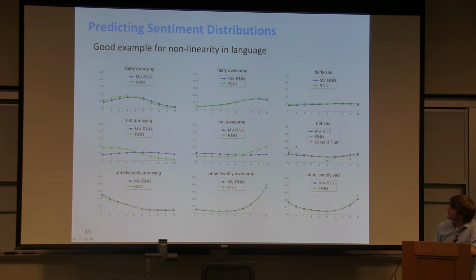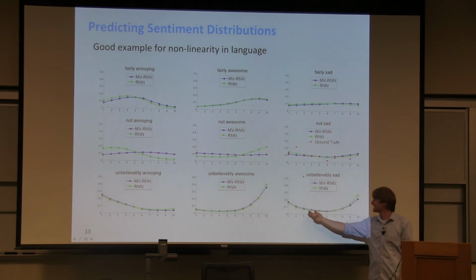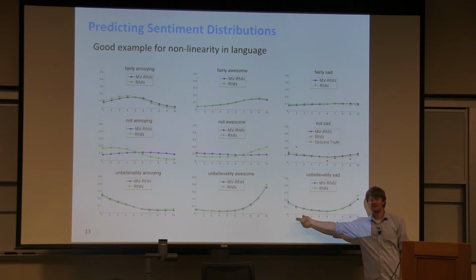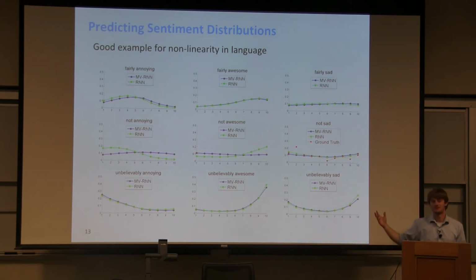And this one is kind of fun. So unbelievably annoying, very negative, unbelievably awesome. So unbelievably is an amplifier, it strengthens whatever the adjective here tries to convey. And then this one is an interesting shape. It's called the U shape for obvious visual reasons. And interestingly, unbelievably sad, the model thinks would appear often in very negative reviews as well as in very positive reviews. Why do you think that is?